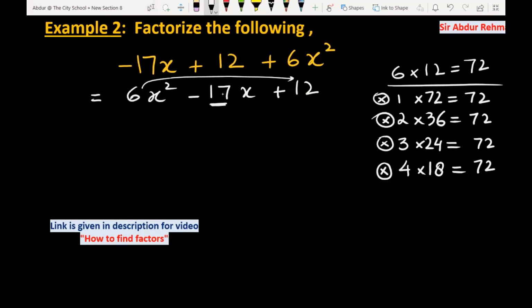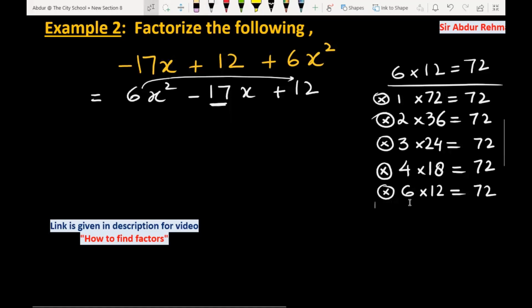5 is not a factor of 72. 6 is a factor of 72 here. 6 times 12 is 72. By dividing 72 by 6, you get 12. 12 plus 6 is 18, and the middle term is 17. 12 minus 6 is 6. The middle term is 17, so it will also be rejected.